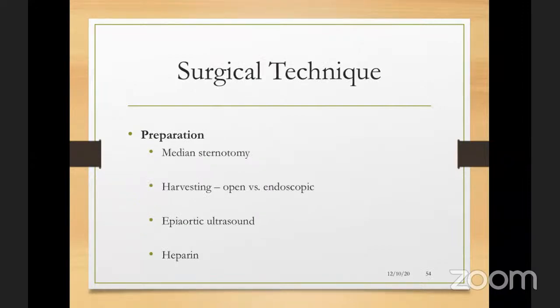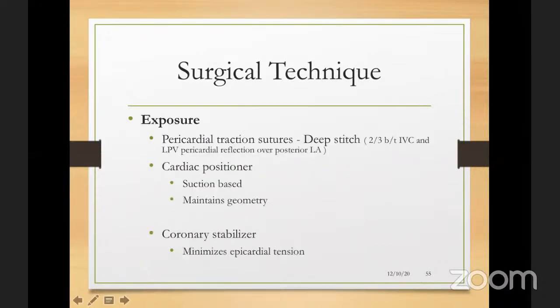Median sternotomy is done, and harvesting of the vein can be done open or endoscopic. Epiaortic ultrasound is used for the proximal anastomosis site, and a half dose of heparin can be given.